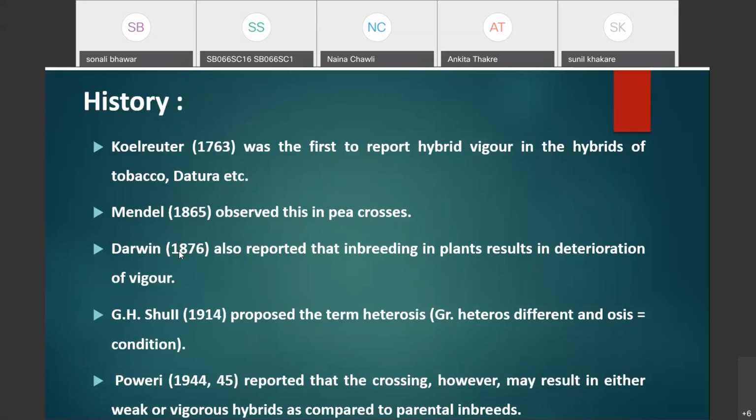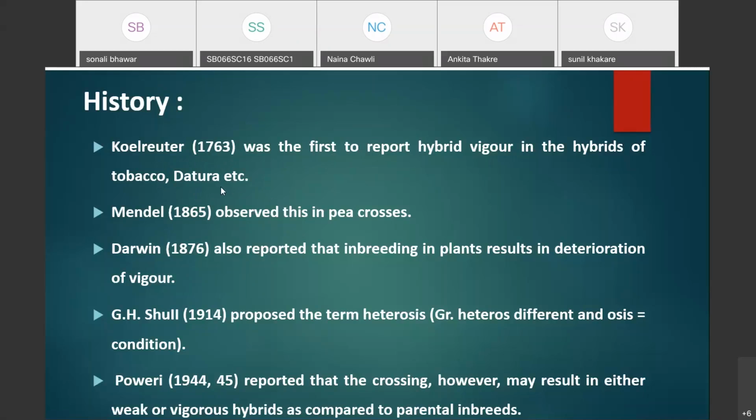Okay, here in the slide you can see Koelreuter. Koelreuter, in 1763, was the first to report hybrid vigor in hybrids of tobacco and datura. Koelreuter was the first scientist who used the hybridization technique for commercial production of a new variety. He worked on various varieties of tobacco.